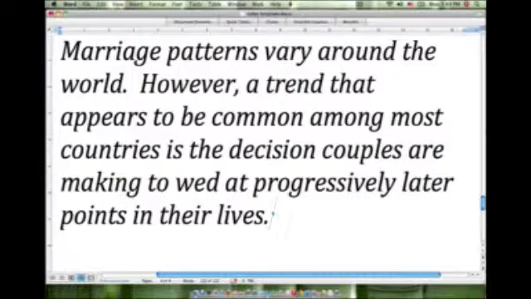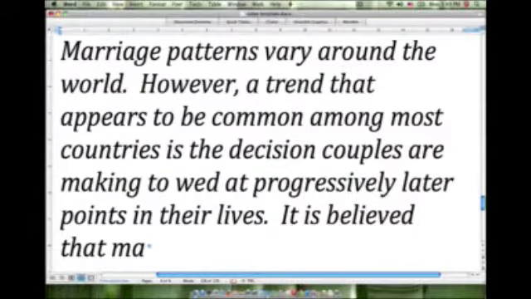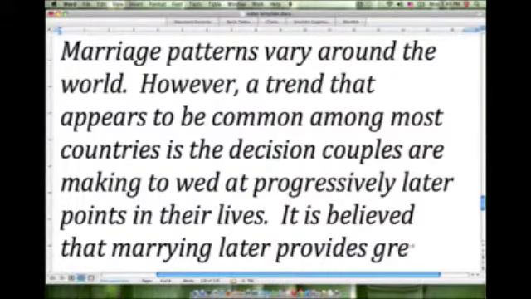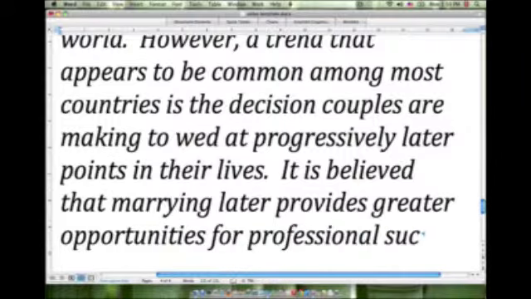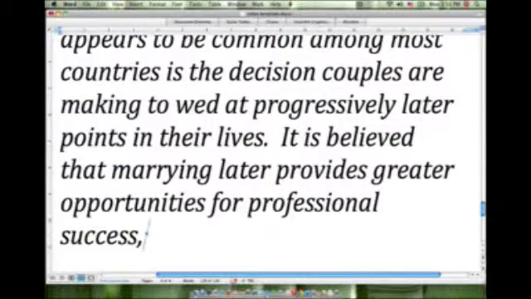And as the question said, it was basically a do you agree or disagree that marrying later is beneficial to a person's career and professional life. So let's see here. We might start with something like, it is believed that marrying later provides greater opportunities for professional success. Okay, very simple, very straightforward, and it answers our essay question precisely.